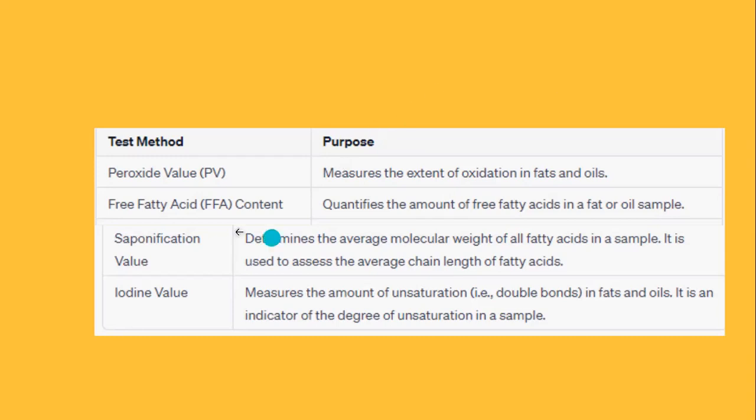Next is free fatty acid content, or FFA content, which quantifies the amount of free fatty acids in a fat or an oil sample.